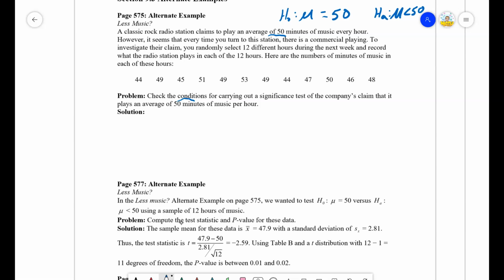So what are our conditions for inference? Well, we need to take a simple random sample so that we get a representative sample. And it says that to investigate their claim, you randomly select 12 hours, right? So we'll put in quotes, randomly. Anytime a condition like that is explicitly stated for me in the narrative, I just put it in quotes. That covers that we were able to identify that was important. And we took 12 different hours, right? There's certainly more than 120 hours in a week, right?